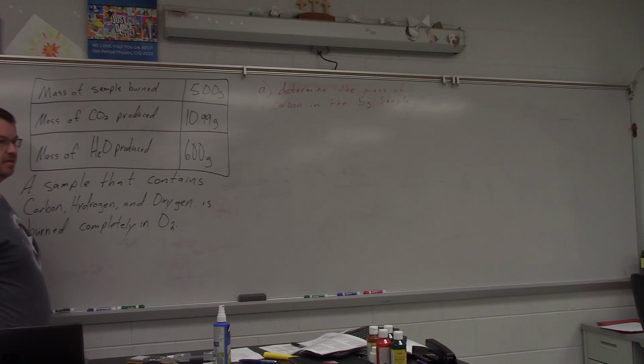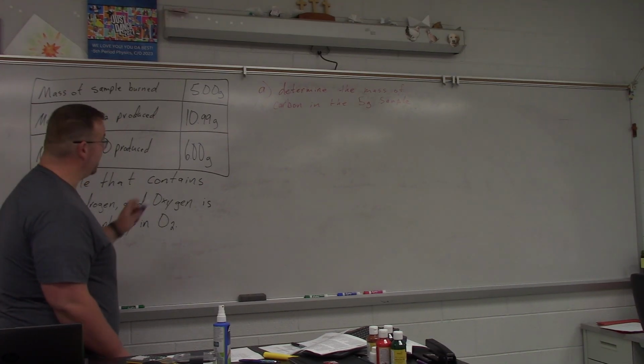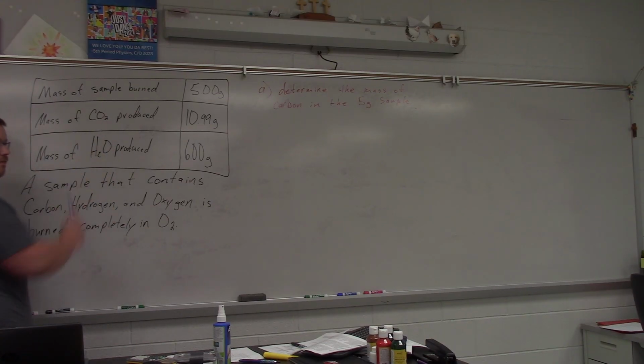What products you got? Carbon dioxide and water. Where did all the carbon go? It went to the carbon dioxide. This carbon came from this sample. That's where it all came from. So the key to us on A is using this piece of information that's been given to us here. Because we know all the carbon that was in that sample has been used there, so now we get to use that piece of information. Understand where my logic's coming from.